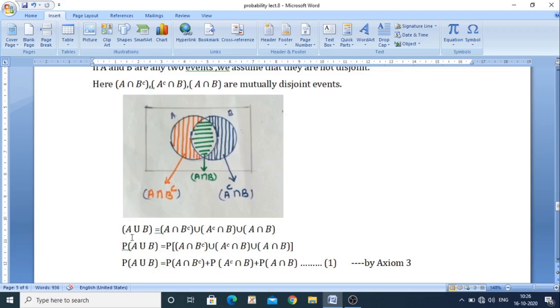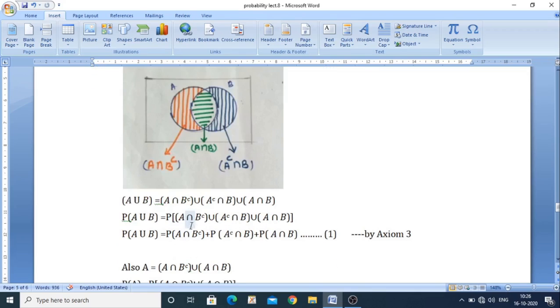So we have A union B is equal to A intersection B complement union A complement intersection B union A intersection B. Now take the probability of both the sides. So P of A union B is equal to probability of this whole RHS. Now we know that if the events are mutually exclusive, then by axiom 3 we can write, instead of union, the addition of probability. So P of A intersection B complement plus P of A complement intersection B plus P of A intersection B. Call it as 1.